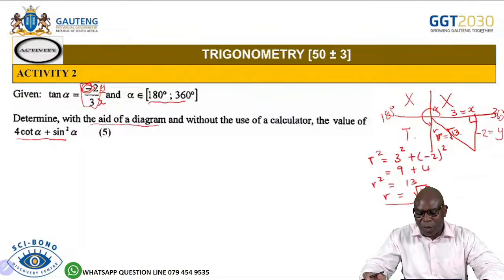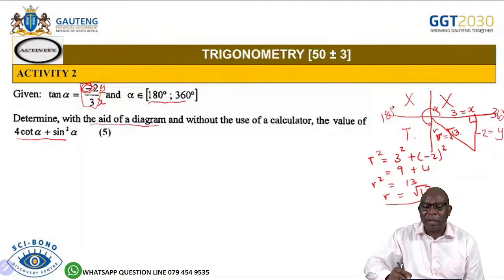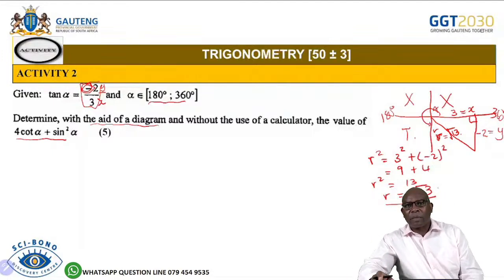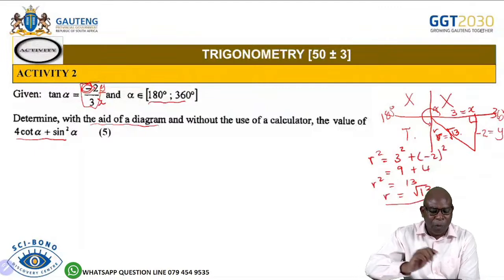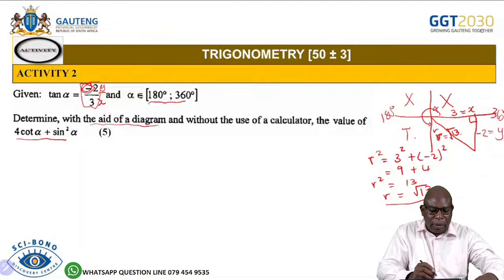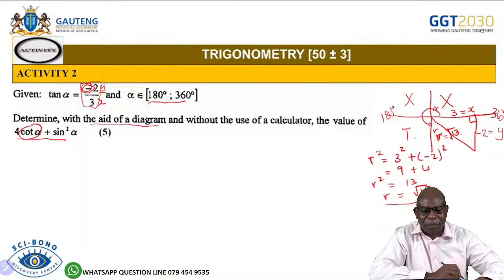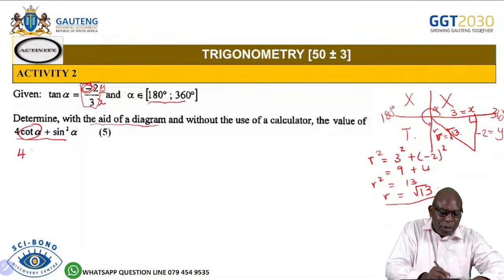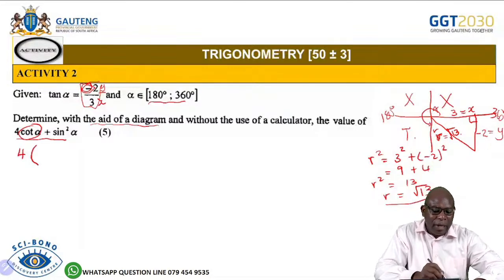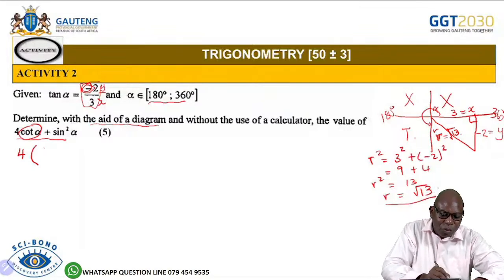And they said no calculator usage. So I'm not going to use any calculator. I'm not going to say the square root of 13 is 3 comma something. No. I'm only going to use these values that are the x, y, and r. So I know cot is the opposite of what? Tan. If tan is minus 2 over 3, that means cot is 3 over negative 2. So I'm going to write 3 over negative 2.